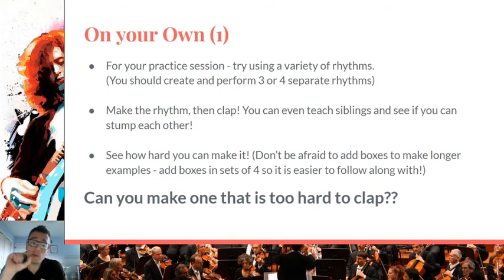Remember, when you're doing this, first thing you do is make the rhythm, and then afterwards clap it. If you want to involve some other people in it, you can find a sibling in the house, or find an adult in the house and see if you can teach your sibling or adult person who you chose to help you out. See if you guys can stump each other. I mean, that's a great way to do it. You know, and just trying to make these a little harder or easier, and you'll be good to go. So see how hard you can make it when you're working on your own too.